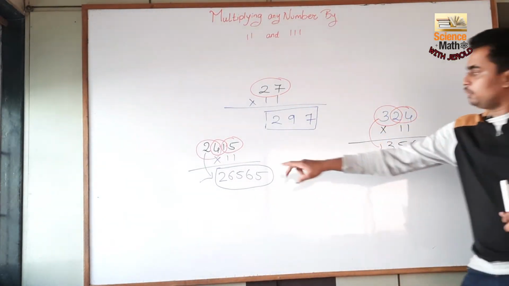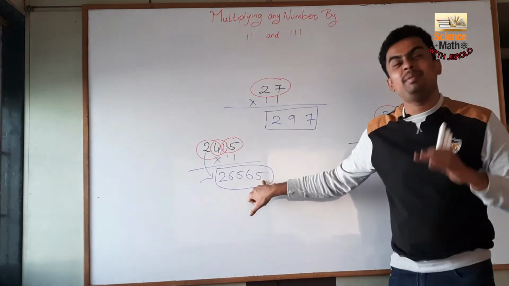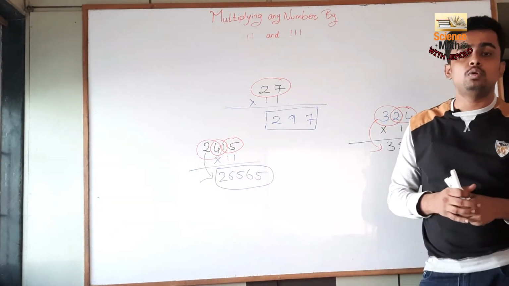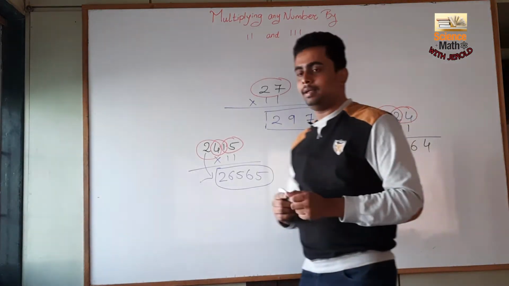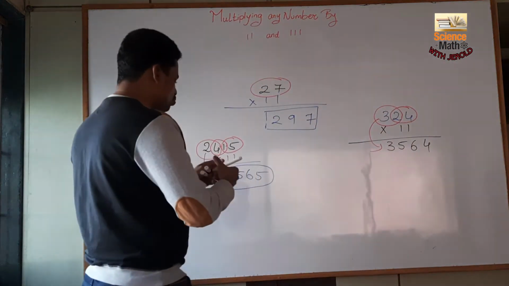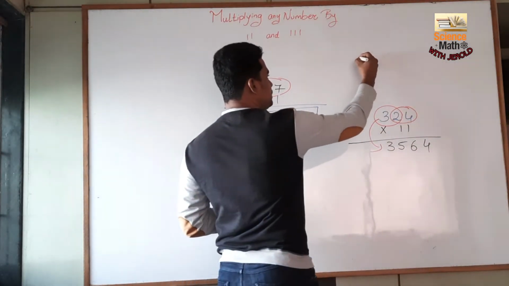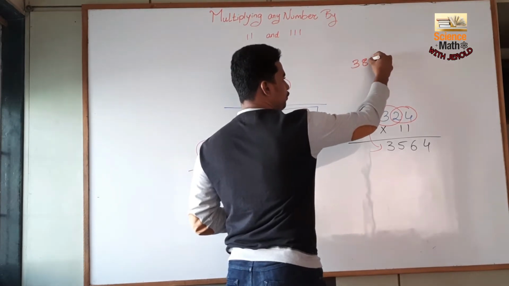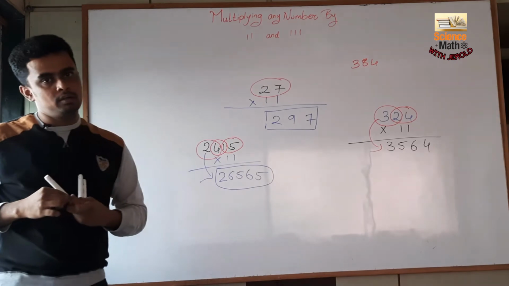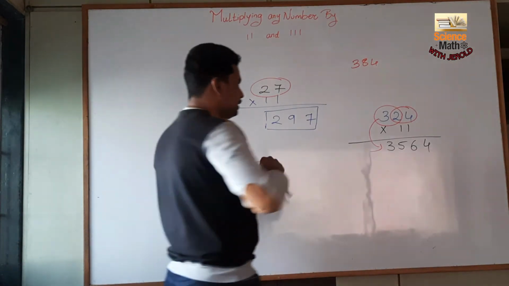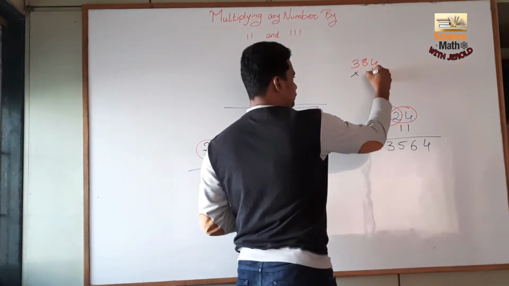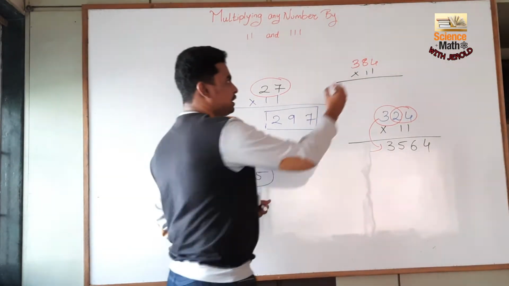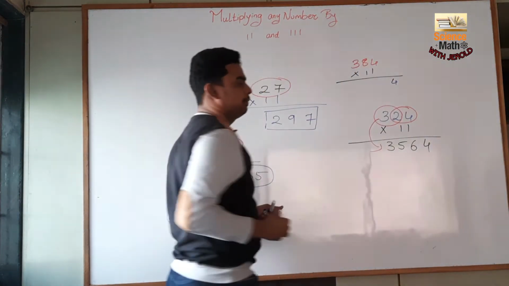But here, if you see, all my additions are coming less than 10. What happens if my addition goes into double digits? Let us try. Let us say my number is 384. What I have to do is multiply by 11. While multiplying by 11, you know the first thing is I write the final digit.